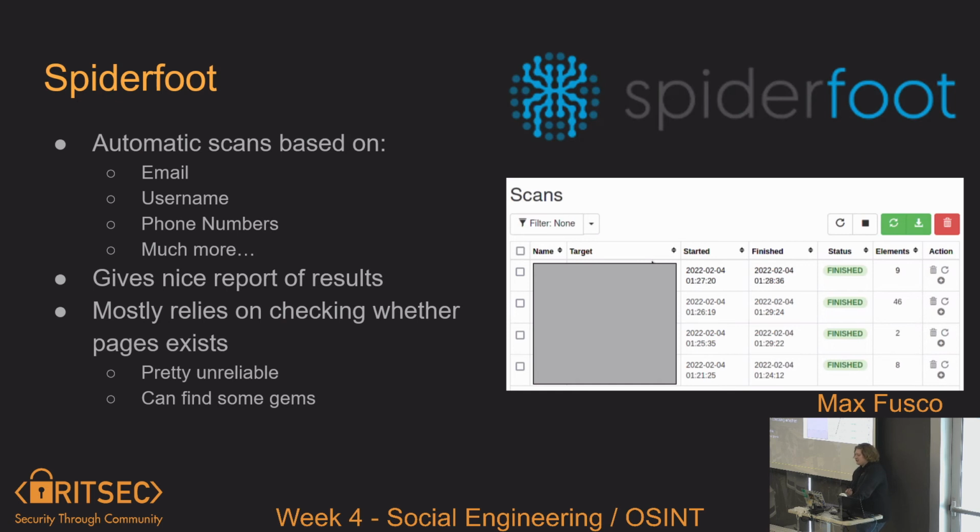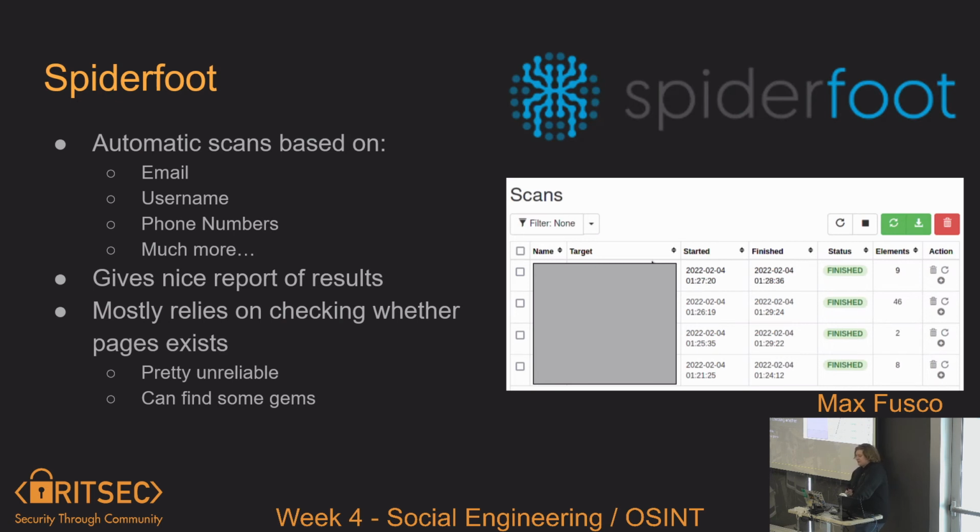It gives you a really nice report. You can click on the name of your scan and check everything it's found. It'll put it in a graph and give you statistics on what it's found. Generally, this works a lot from just checking if sites exist. So if youtube.com/username exists, you can be pretty confident that there's a user of that username on that site.